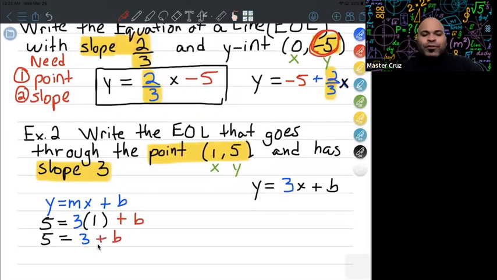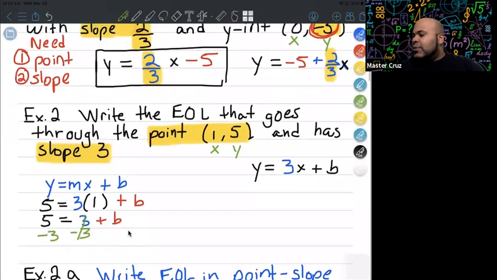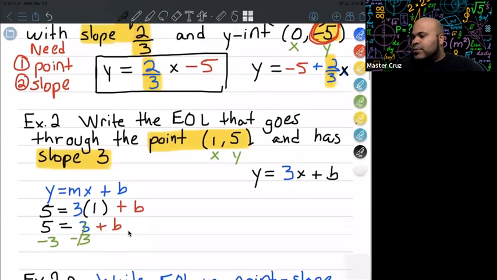And then to solve for b, I will have to subtract 3 from both sides. So I'm going to subtract 3 from both sides. And if I do that, I will get that b equals 5 minus 3, which is 2. So I just found b.